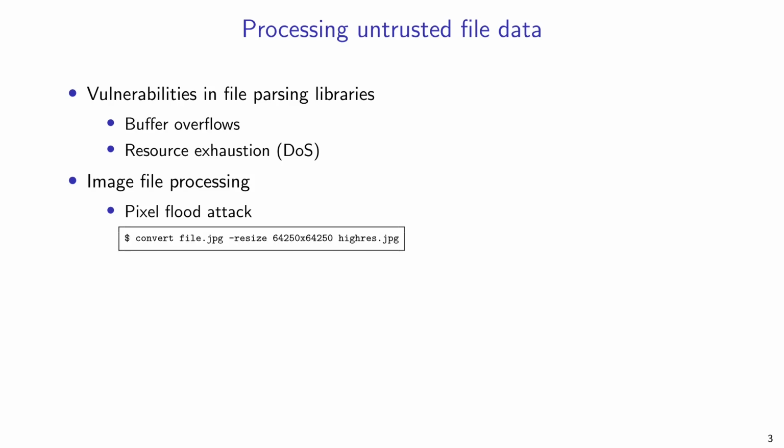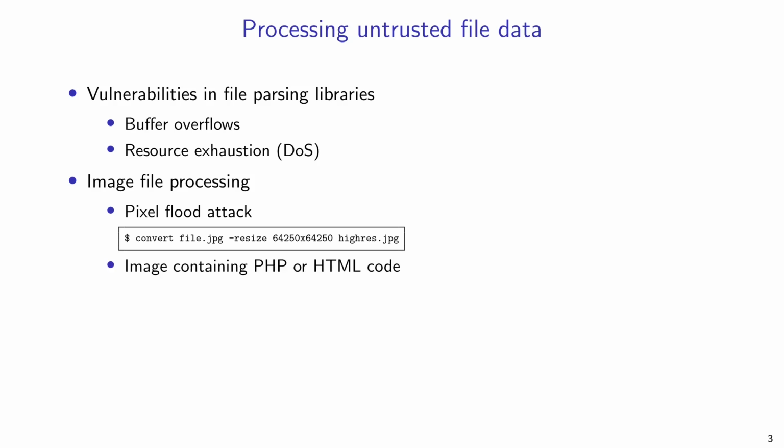In such an attack, an attacker uploads a small image file that claims to have an extremely large resolution. If our library or application does not enforce file resolution limits, then we may run out of memory while trying to decode the image in memory. For instance, if we attempt to convert it to another image format.